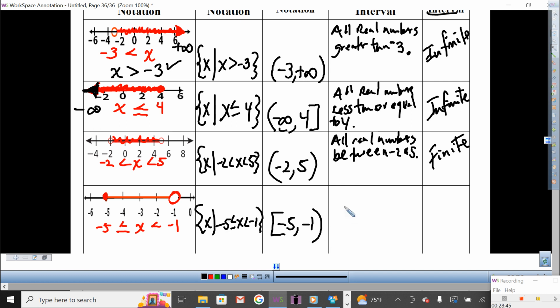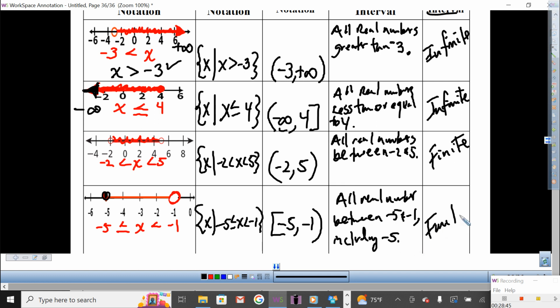All right. And this says all real numbers between -5 and -1, comma, including what else? Yeah, -5 in this case because it's a solid point. Yes? Yeah, including -5. And this is finite.